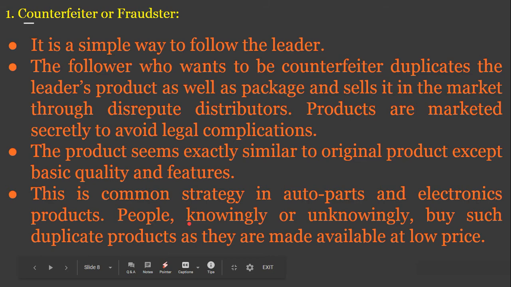So people knowingly or unknowingly buy such duplicate products as they are made available at comparatively low prices. When you talk about duplicate products, the product is not of that quality, but people prefer low-price products in the case of electronic items and certain auto parts, where people prefer cheap parts, and so they prefer to purchase from these followers, and that's why the strategy name is fraudster.